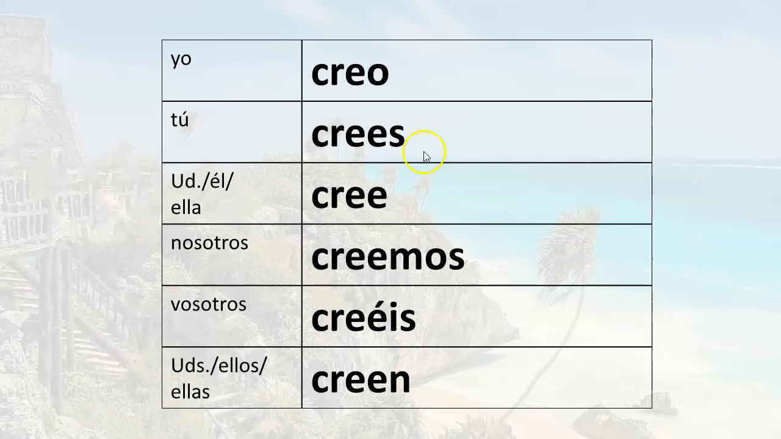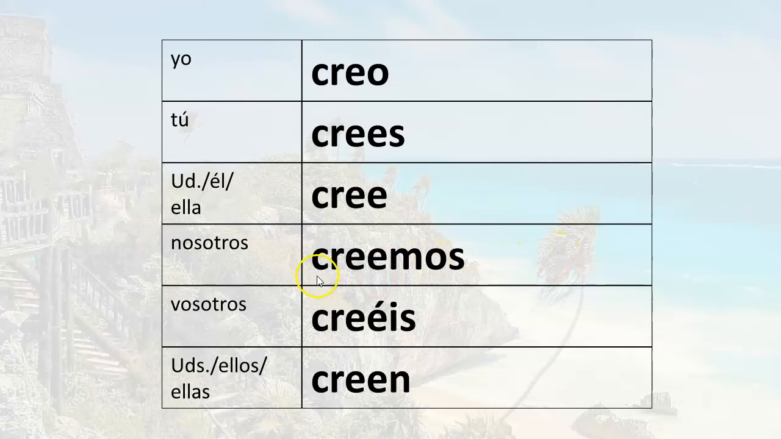Crees, crees. You believe, the formal you. Usted cree. Again, two syllables, stress on the cre. Cree, cree. He believes, él cree. She believes, ella cree. We believe, nosotros creemos, creemos.